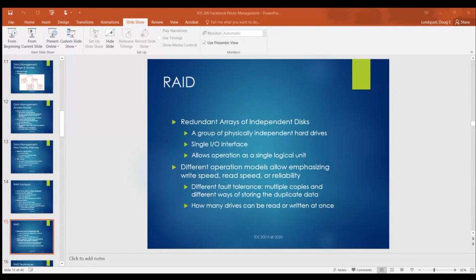Now, there are different operation models that you can use to write data faster, right? If you're saving files to disk, that's writing. Reading them is loading things from the disk. Or you can also improve reliability through making multiple copies of your data. So basically your different RAID models are all around how many drives can be read or written at the same time and how many copies of the data get stored and what forms of backup exist. So let's talk a little bit about that. The three basic techniques: striping, mirroring, and parity.